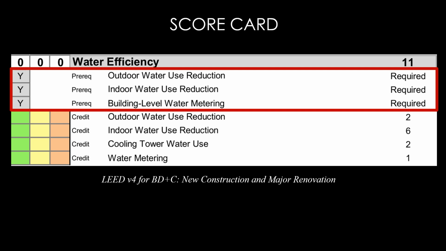Well, in this chapter, there are three prerequisites. They are outdoor water use reduction, indoor water use reduction, and building level water metering. So we have covered all these three prerequisites in our previous lecture. Today we will be continuing with the credits. The first credit is outdoor water use reduction.